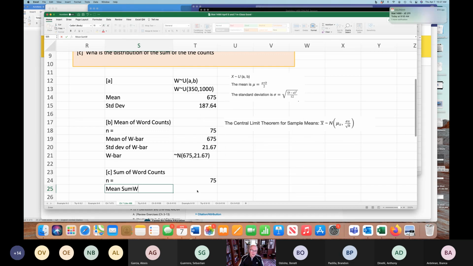The sum is just going to be what? Equal to 75, or if I wanted to, I can make it that 75, times what? This 675. So now it's going to be 50,625 words. It's like a book. If I want to put a comma there, just so it's easier to read. Standard deviation of the sum.